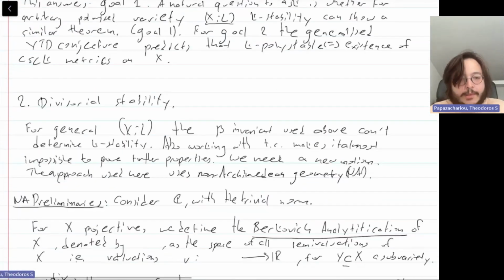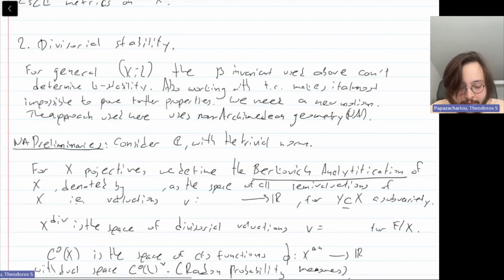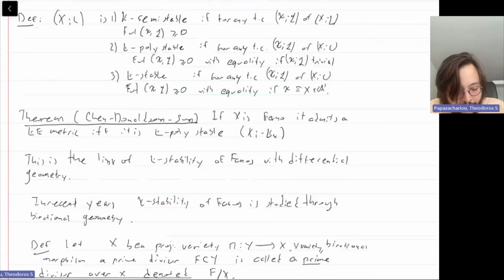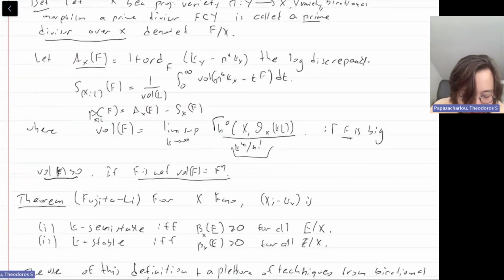So I've only talked about K-stability here. I haven't really mentioned the words divisorial stability so far. So you might ask, why do we need divisorial stability? Why is this notion important? And the reason is that when we consider a general polarized variety, this beta invariant we define above, this Fujita-Li invariant that we define above, where I kind of cheekily defined it. If you noticed, I defined it for any line bundle here. I didn't really restrict to the anti-canonical.